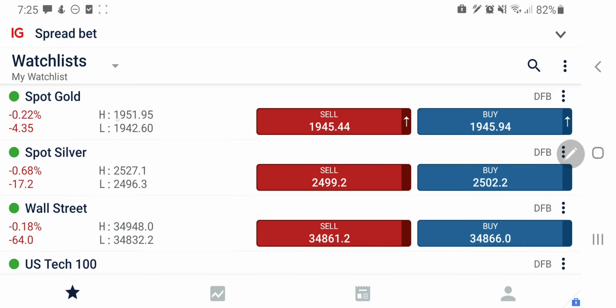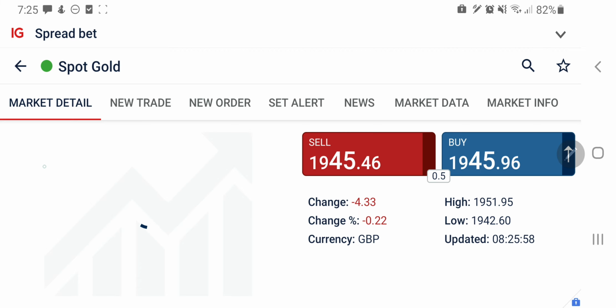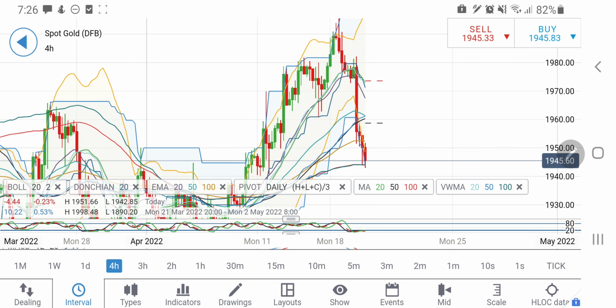Now let's start the day with gold first. Gold right now is trading at the 1945 level. Gold has seen a good rise on the very first day of this week and then a very good drop on the very second day, that is Tuesday, that is yesterday. And now it is trading at 1945 levels.